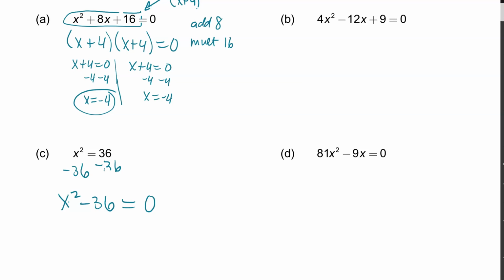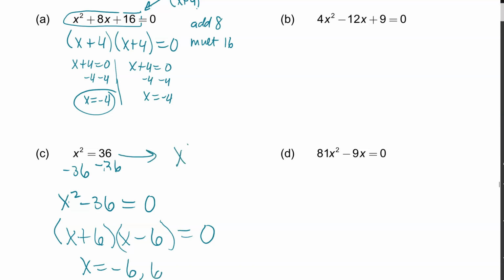Do we know what a difference of squares is? Jogging your memory. A difference of squares. Difference is subtraction. Squares are things that are squared. Notice I have x squared and I have 36. So what times itself is 36? 6. What times itself is x squared? Perfect square. So the way you would write it is (x + 6)(x - 6). So you see x is equal to -6 and 6.